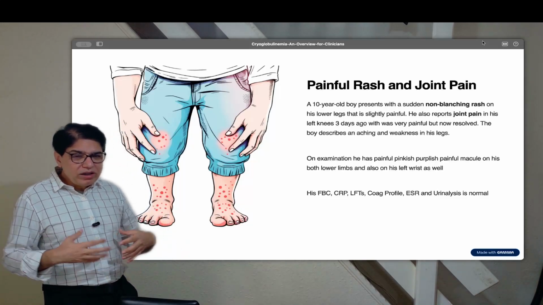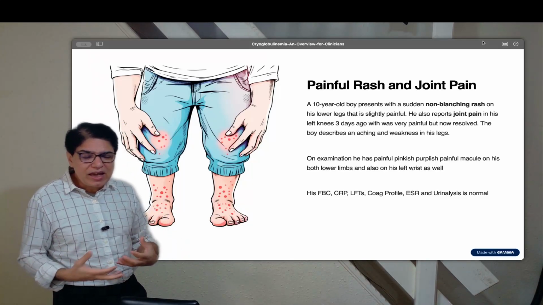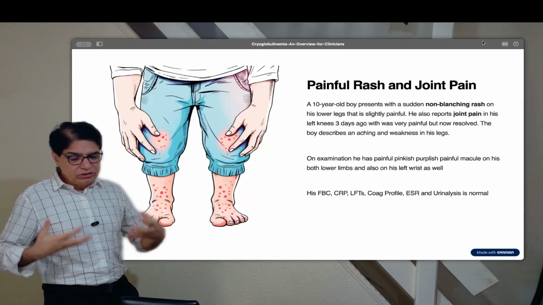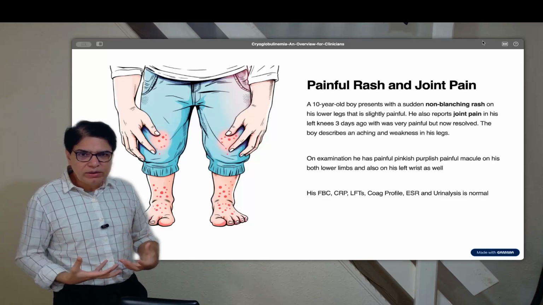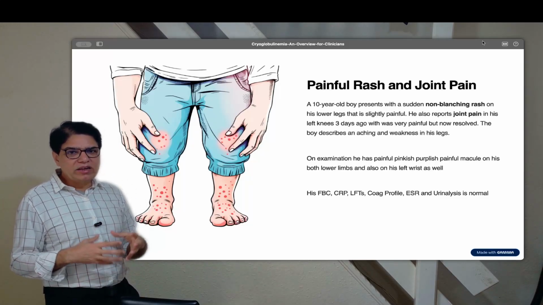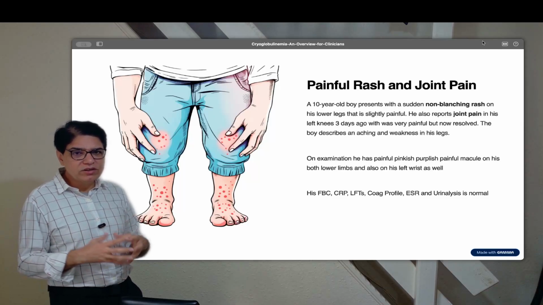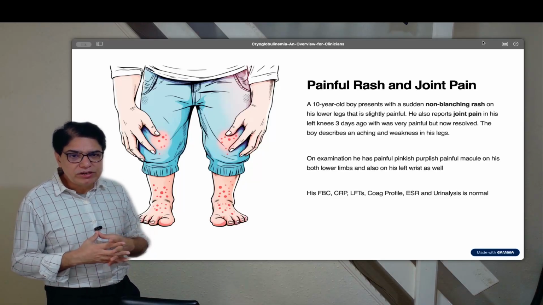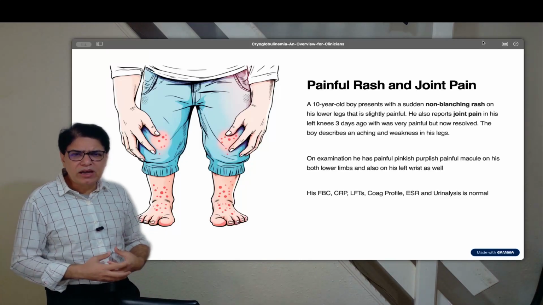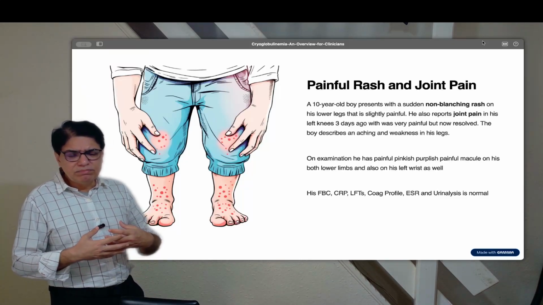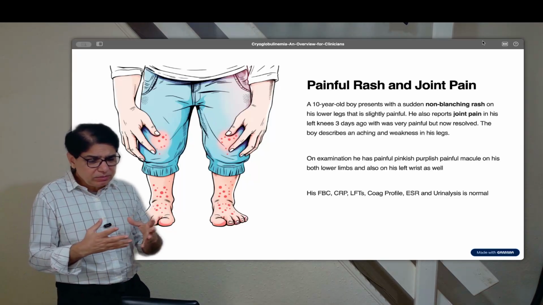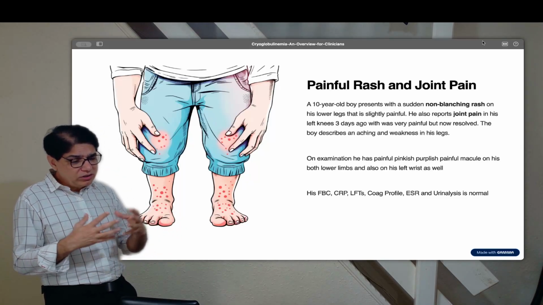Now, the boy has more of a dull, aching pain, and he says he has weakness in his legs as well. And as I told you earlier, he has a rash on his lower limbs and probably to some extent on his left wrist as well. So when you examine him, you find that the rash is tender. It's pinkish-purplish in color. It's macular in morphology, and it's present on both lower limbs, and also on the left wrist as well.